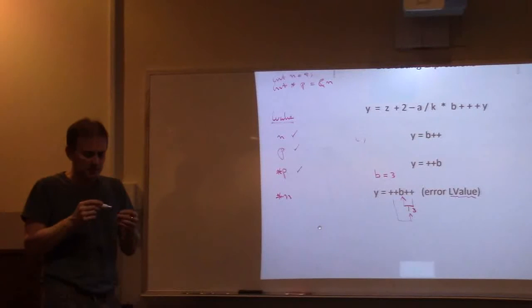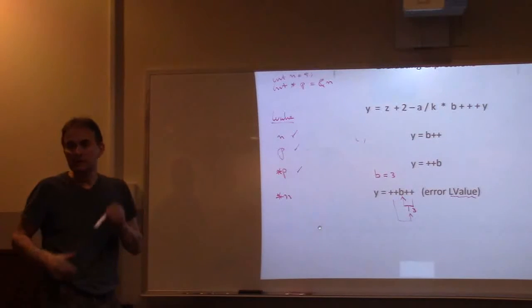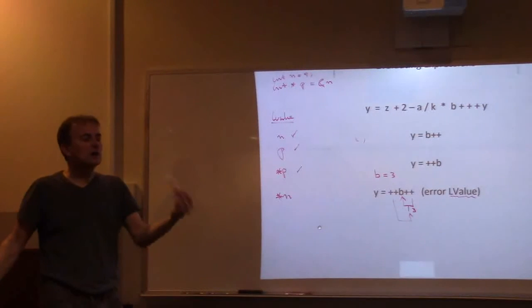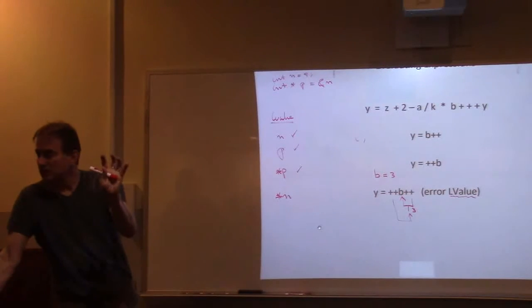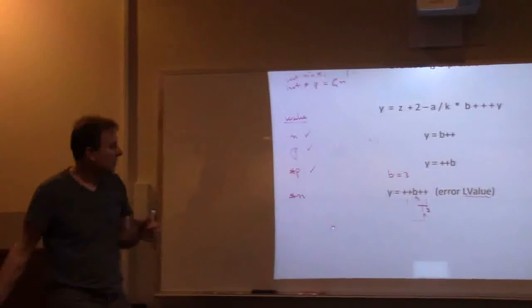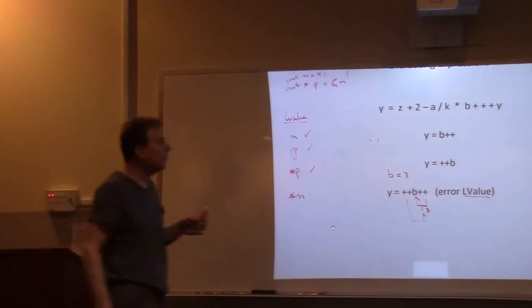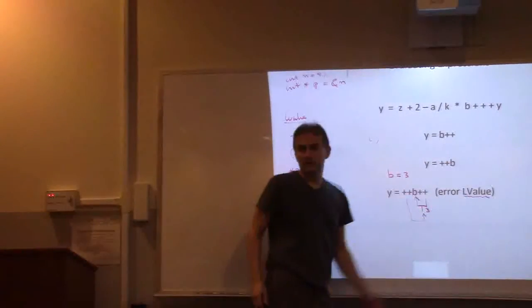What does pure value mean? Not a pointer, not a reference to something. Pure value. So once you have a pure value, you can't put a star in front of it because you don't have an address. You can only star addresses. Okay, any questions about that? So you see why this is an L value error.